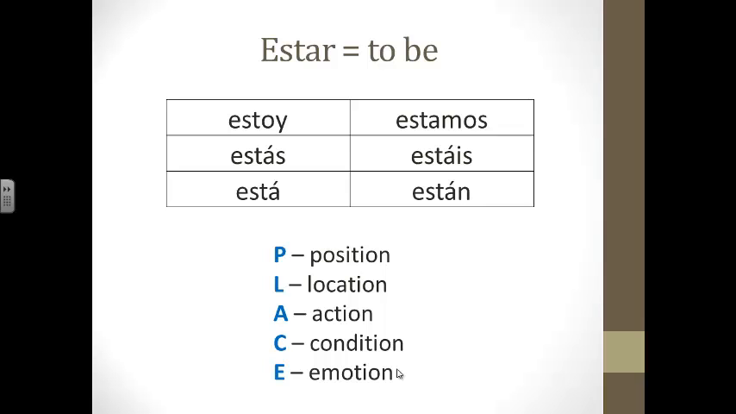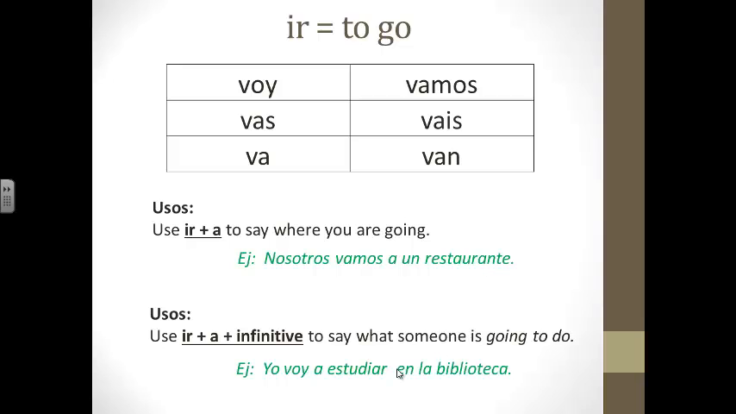The next verb, ir. Ir means to go. Its conjugation, voy, vas, va, vamos, vais, van. I wanted to sneak in just a reminder, when do we use ir and how do we use it? 2 main usages. If you're saying that you're going somewhere, don't forget that it's not just ir, it's ir plus a. Un ejemplo, vamos a un restaurante. We are going to a restaurant.